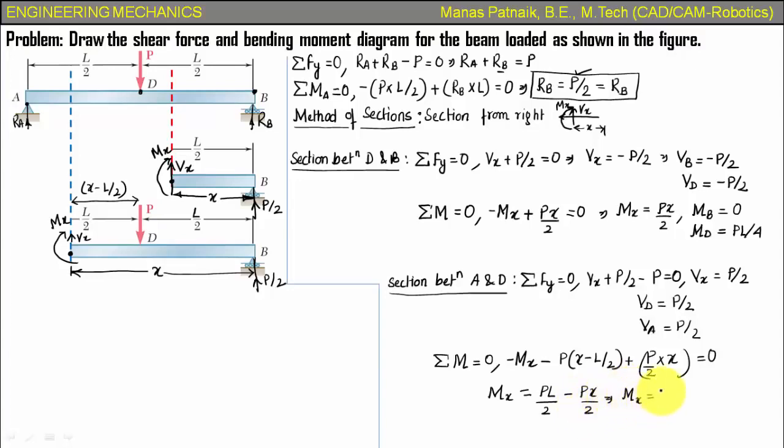Mx, let me write this, is equal to taking P by 2 as common, and L minus x will be inside the bracket. Okay, fine. So what do we want? Let's say we have taken the section between A and D. Let's find the value of bending moment at D.